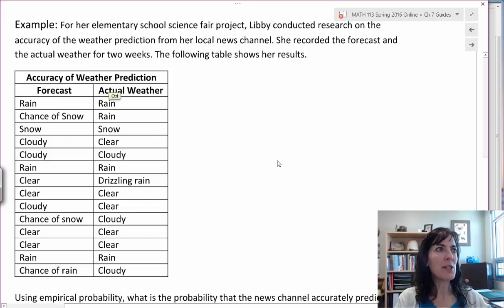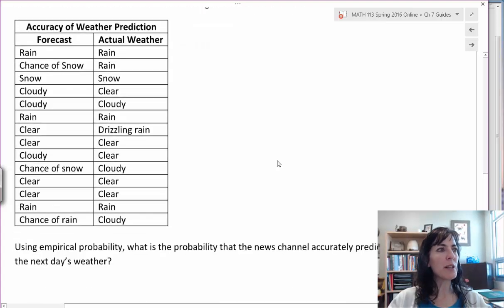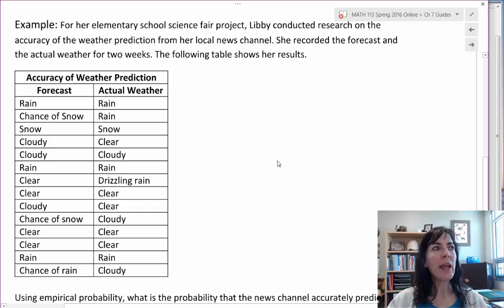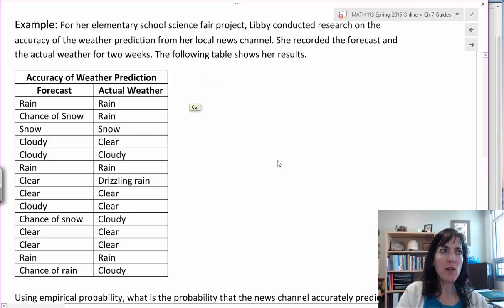So it's headed the accuracy of the weather prediction, here's the forecast, and here's the actual weather. So we want to know, using empirical probability, what's the probability that the news channel accurately predicts the next day's weather. And I'm seeing the forecast, the actual weather, so I want to know how many times things matched, but I also want to know what is the cardinal number for the sample space.